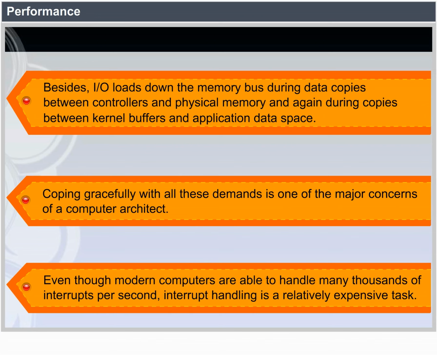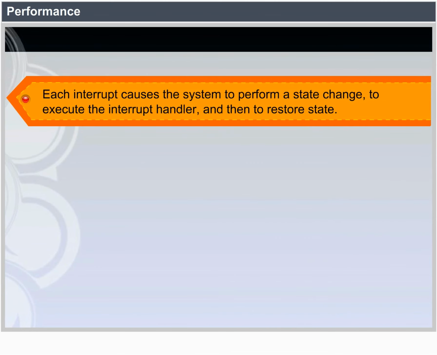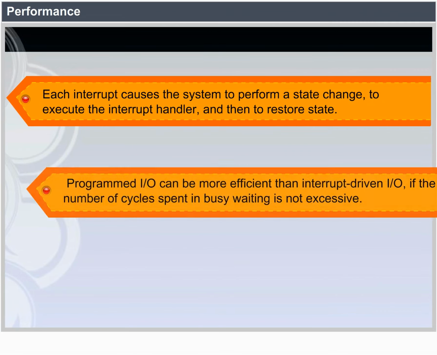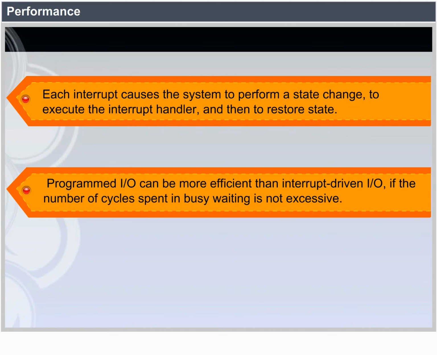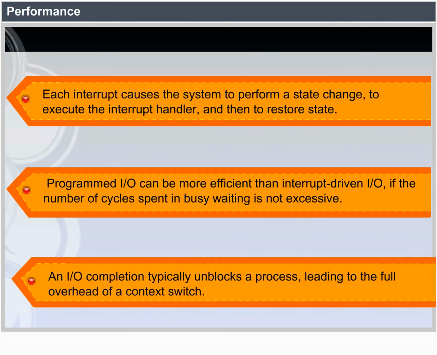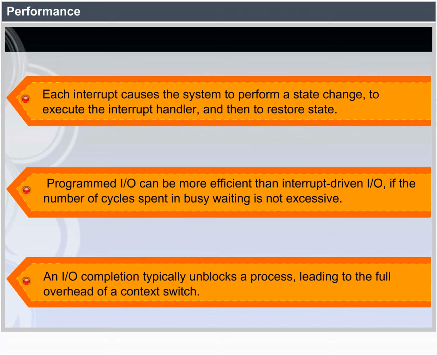Each interrupt causes the system to perform a state change, to execute the interrupt handler, and then to restore state. Programmed input-output can be more efficient than interrupt-driven input-output if the number of cycles spent in busy waiting is not excessive. An input-output completion typically unblocks a process, leading to the full overhead of a context switch. Network traffic can also cause a high context switch rate.